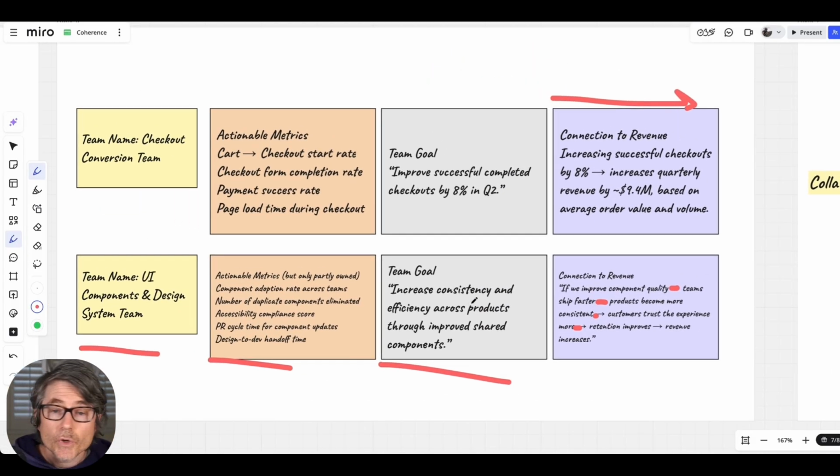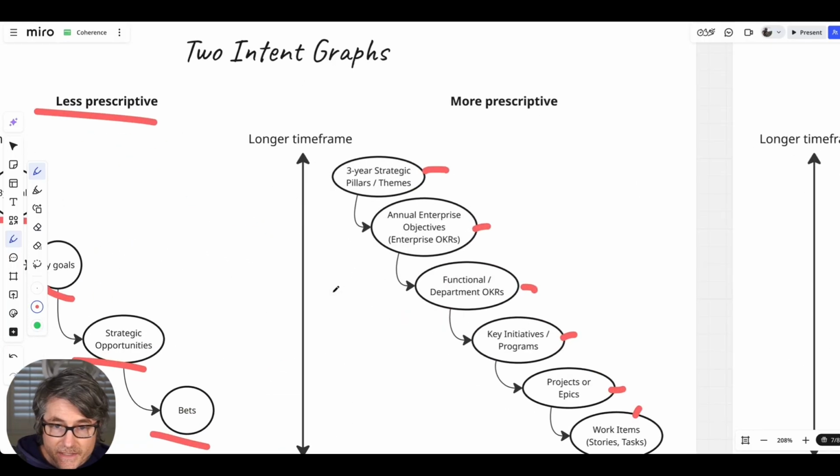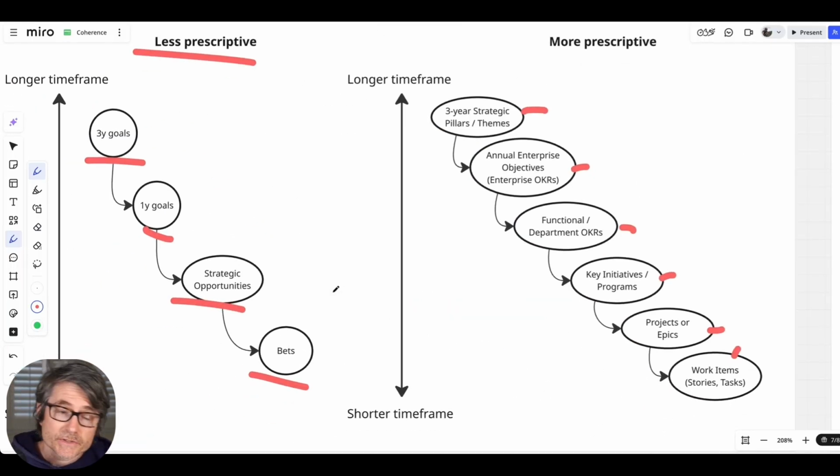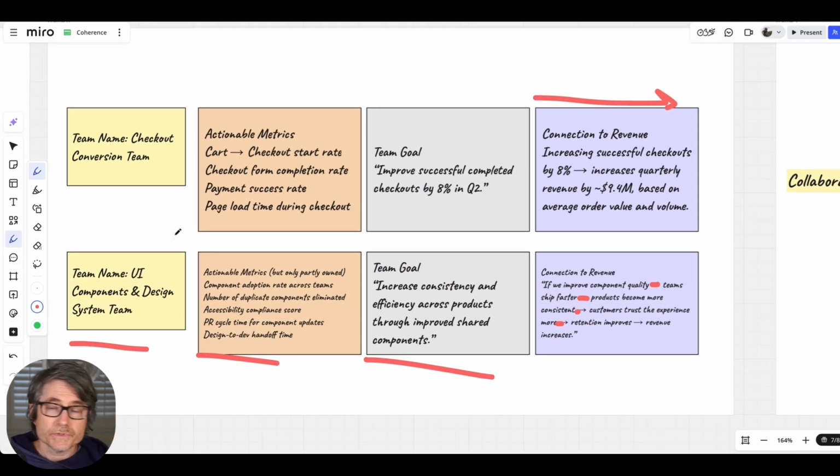Now, again, you need both teams like this, but if you're looking at some kind of intent hierarchy like this, saying, well, what projects do we have on tap? It's going to tell you nothing about, for example, how these 2 teams might be connected to revenue and how you might think about the ROI for those particular groups.